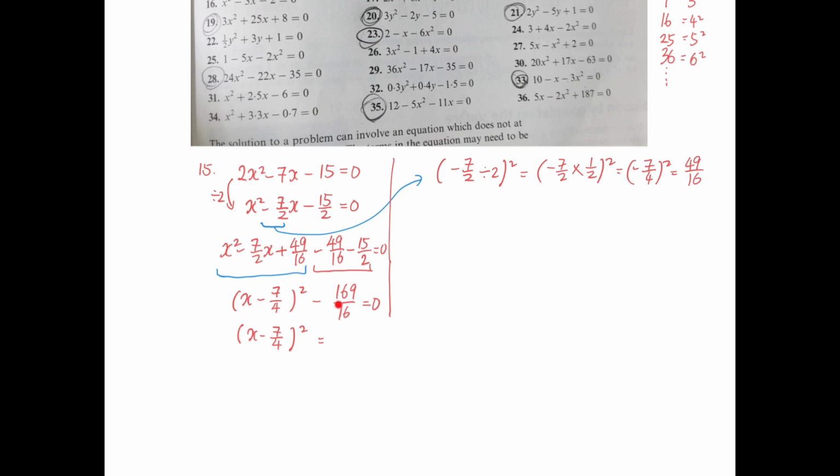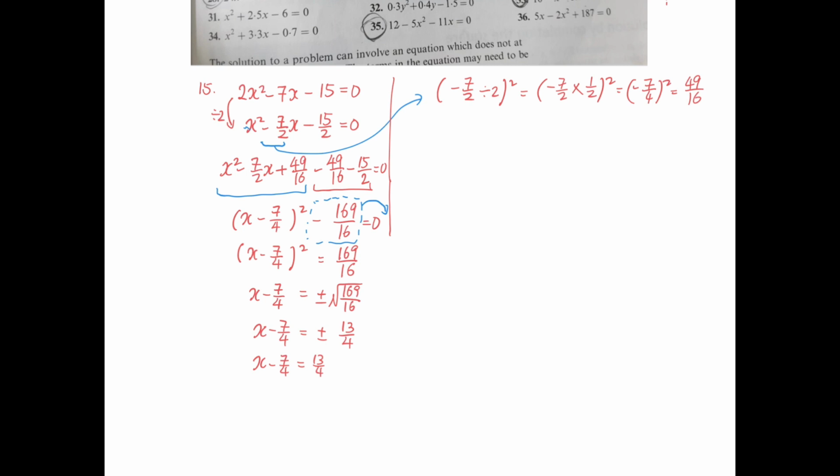We bring the minus 169 over 16 to the right. Bring this to the right. Okay, so let me draw an arrow here. So we bring this one to the right. It is minus 169 over 16. When you bring it to the right, it becomes plus 169 over 16. And now the next step is we bring the square over. When you bring the square over, that means it will become plus minus square root. So x minus 7 over 4, okay, the square is no more already. I have to bring it over to the other side. So it should become plus minus square root 169 over 16.